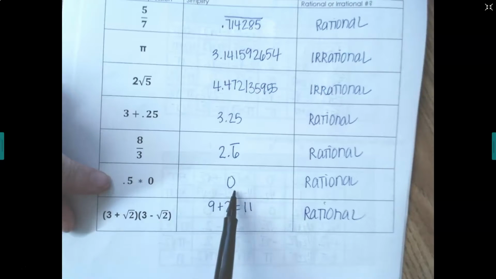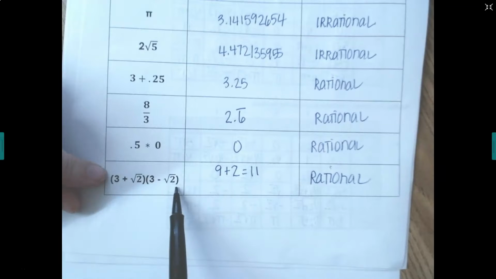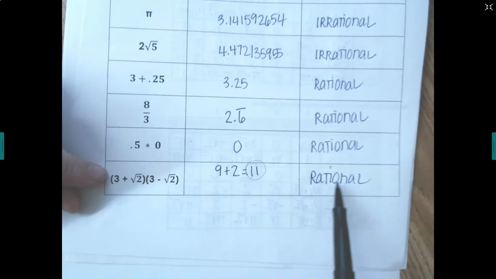0.5 times 0 equals 0. 0 is an integer, which makes it rational. Now this one you can put into your calculator to make it do the math for you, but its final answer is 11, which is a whole number, which is rational.